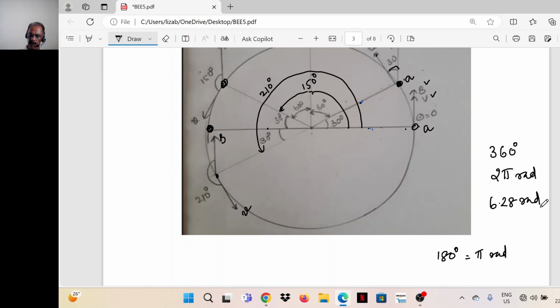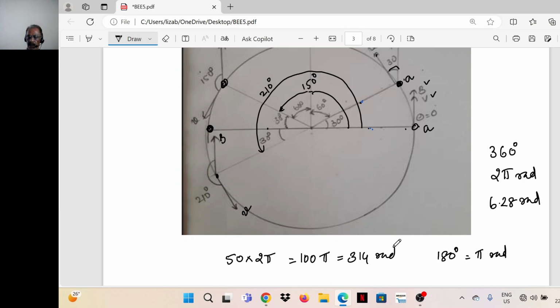So when it completes 50 revolutions, the angle through which the coil moves is 50 into 2 pi. You can write it as 100 pi. That is 3.14 into 100, 314 radians. So in 1 second, the coil makes 50 revolutions, so 50 cycles of EMF are induced in the coil.